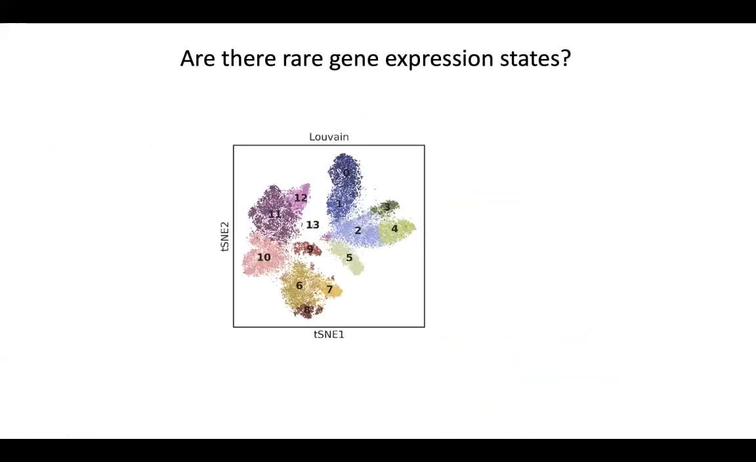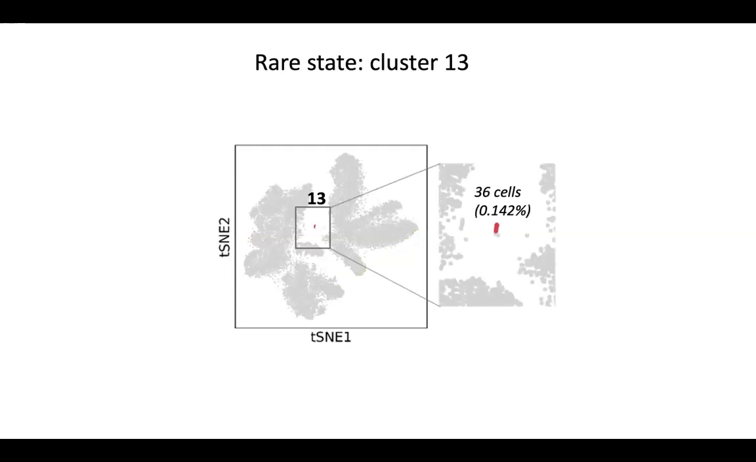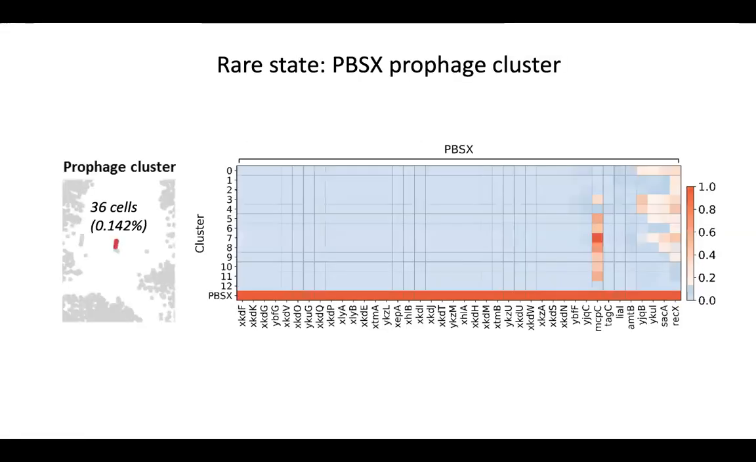All right, so leaving that intrigue right there, let's switch from metabolism to the question that I'm most interested in: other rare gene expression states in the data. Right away, we can focus on this little cluster 13, which has only 36 cells out of 25,000 or so. When we look at the gene expression signature in these cells, it is actually extremely unique.